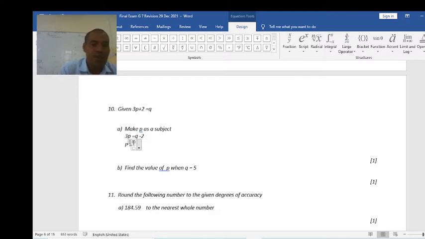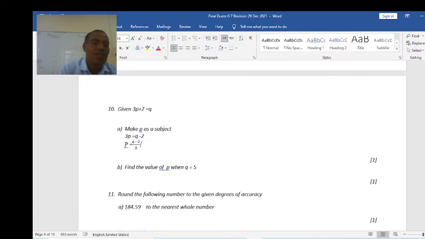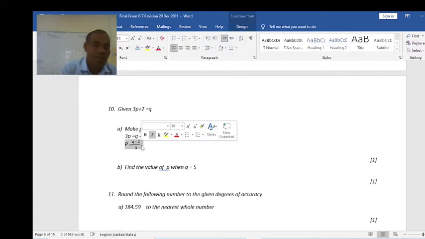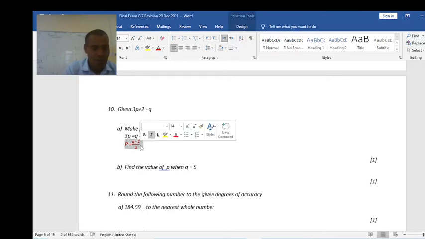Okay, so I will make q minus 2 divided by what? By 3. Now I wrote really p in terms of q. Okay, and this is what you should do if the question is like make p the subject. Now I will use this one to solve the question.